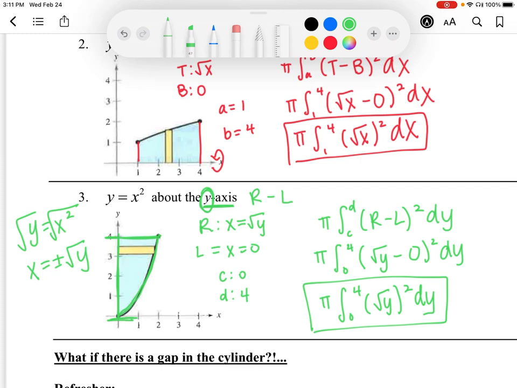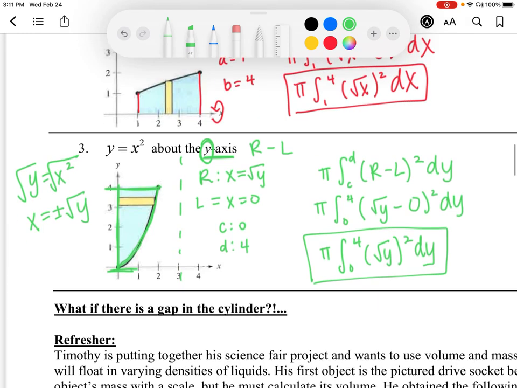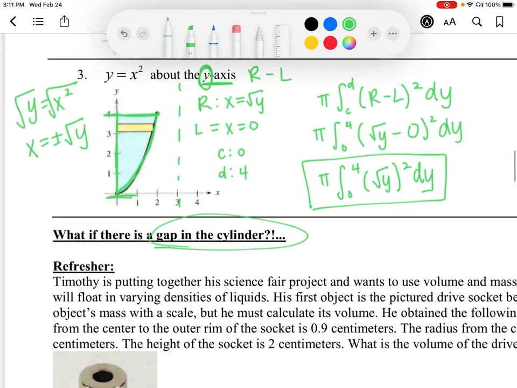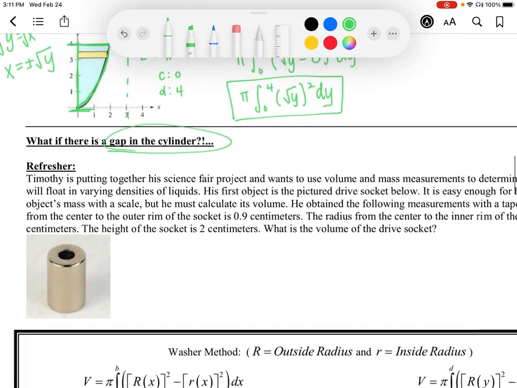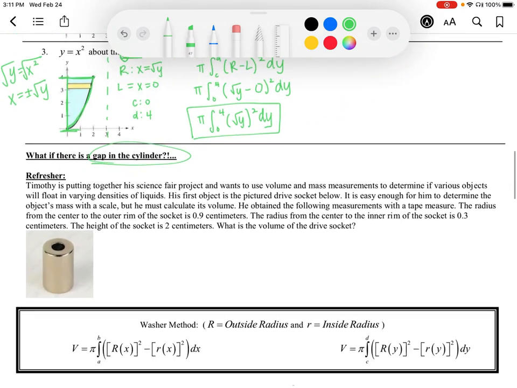Something that is important to note, it's not always going to revolve around an axis that we're touching. So it could revolve around a line, let's say some line over here. So then that means that there's a gap in our cylinder. So what do we do if there's a gap in the cylinder? So let's do a quick refresher, going back to your geometry and algebra junior high days in high school.